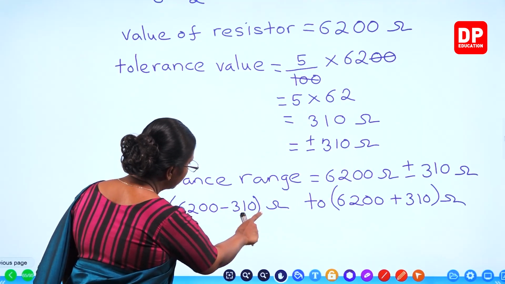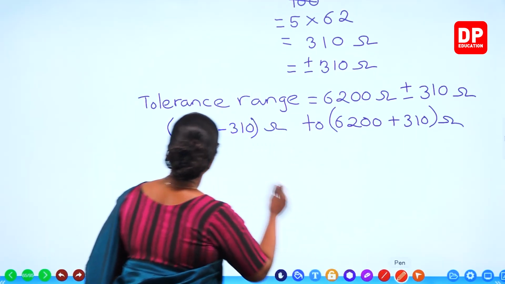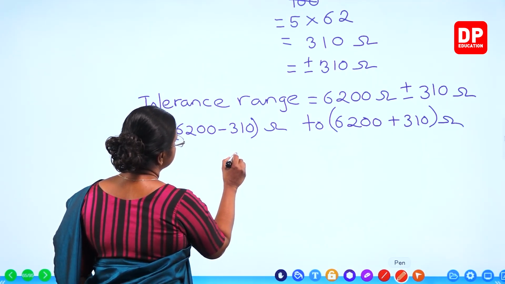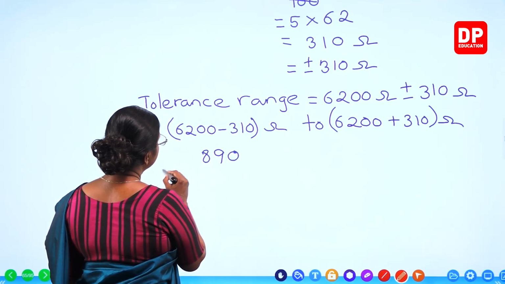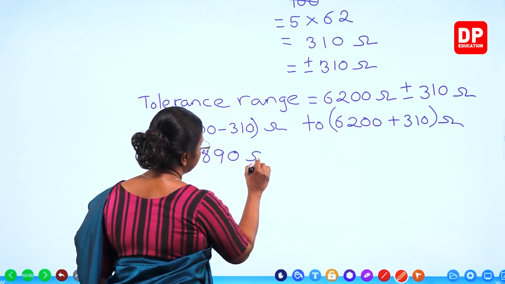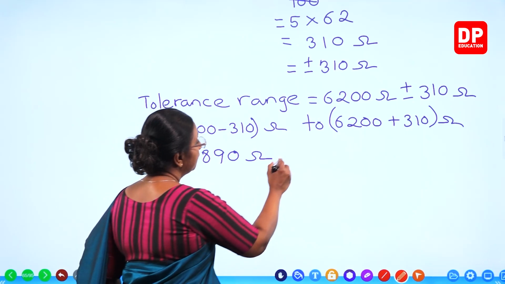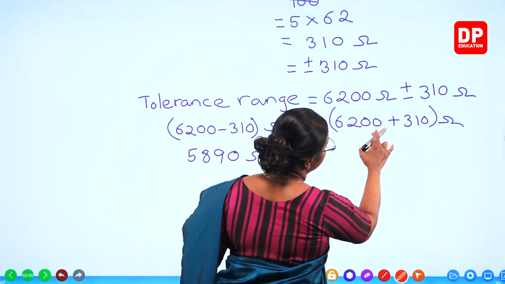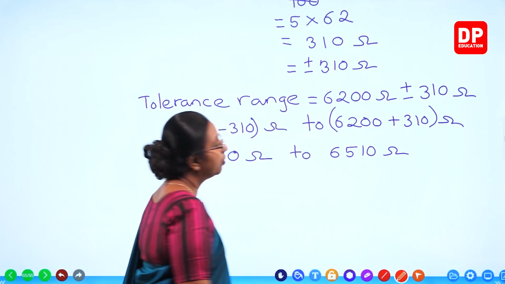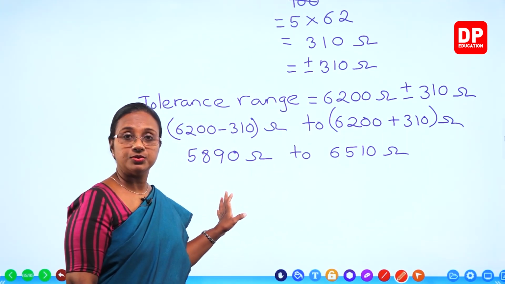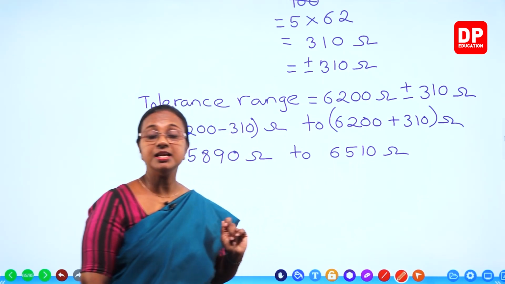So here we need to find this value, 6200 minus 310. That is going to be 0, then 9, then 11, it's 8 and 5. 5890, it has to be ohms. That is the lowest value of the tolerance range. From that to the highest value, 6200 plus 310. That is going to be 6510 ohms. So now we have two values, the lowest and the highest value: 5890 ohms to 6510 ohms.